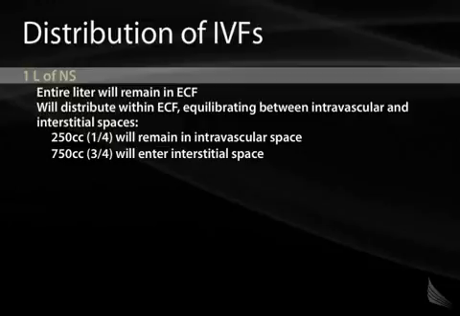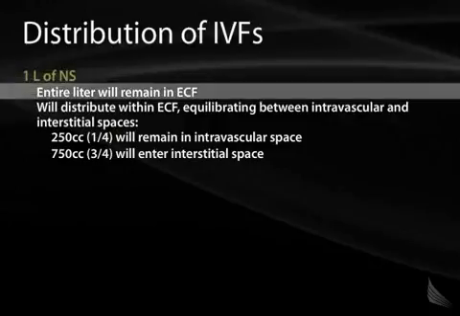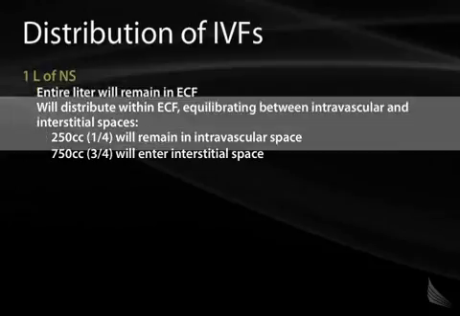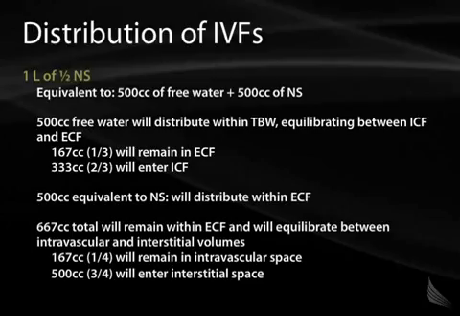1 liter of normal saline, in contrast, contains no free water. As we said, it is isoosmotic to plasma. A liter of normal saline will remain entirely in the extracellular fluid space. It will distribute evenly, where a quarter will remain in the intravascular space and 3/4 will enter the interstitial space. You can see, if a liter of normal saline is administered, approximately 250 milliliters will remain in the intravascular space.